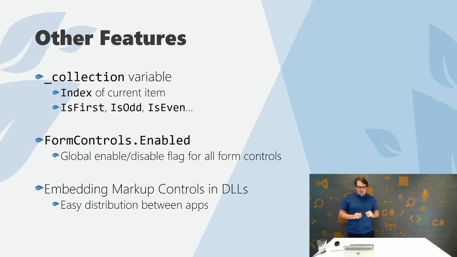So one of them is the collection variable. In the bindings, you can now use the underscore collection, and this will give you information about the current record in the collection. It works only in the collection controls, so you can use it in the GridView or Repeater or controls like that. And there are properties called index, which is just the zero-based index of the current item, and there are some helpers like isFirst, isOdd, isEven.